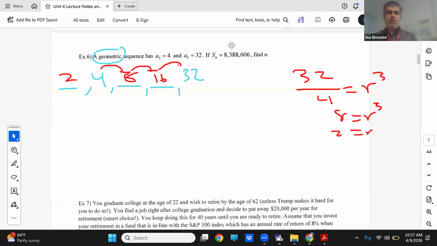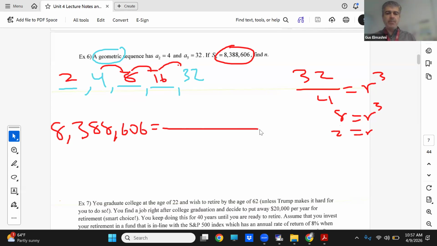Now you're told the sum equals this crazy big number, right? So 8,388,606 equals, the first term is what again? 1 minus what's my common ratio? So 2 raised to the n power over 1 minus 2. Okay, how am I going to solve for n? What do I do to solve for n? You're going to use logs, yeah.